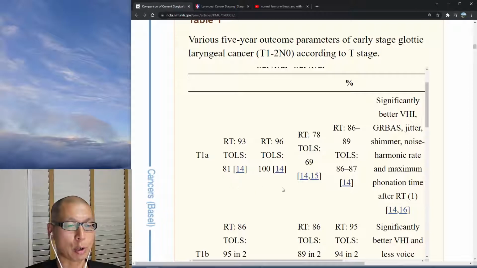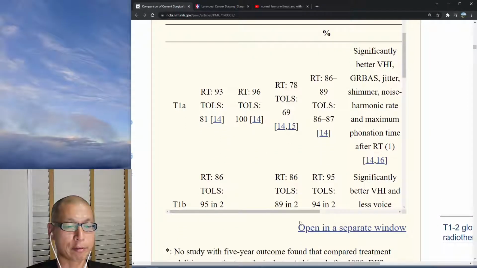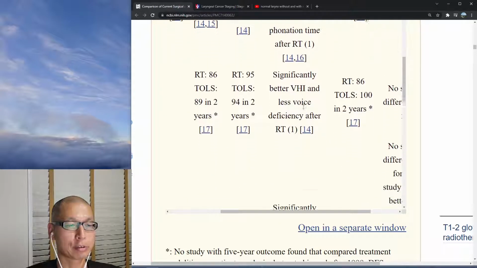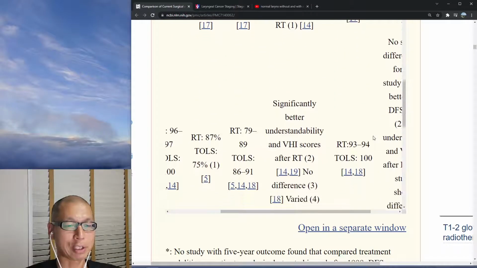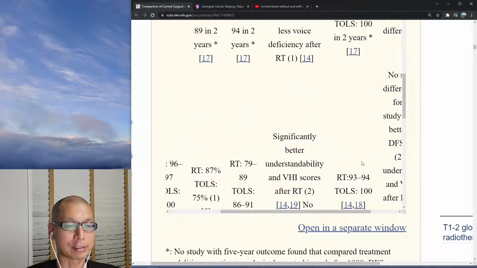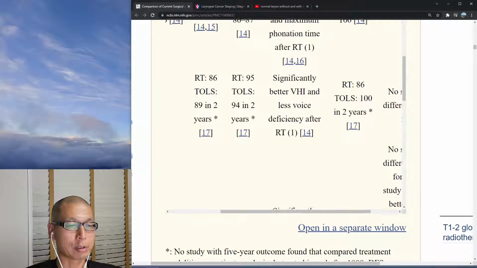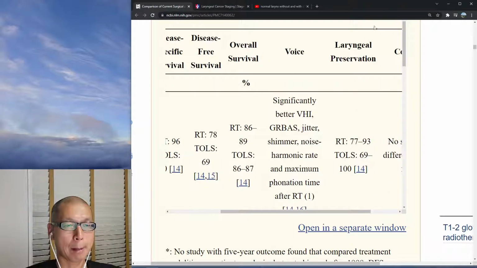So the thing to know is both laser surgery and radiation therapy have good survival rates, so they treat the cancer quite well in this low stage. Your voice is slightly better with radiation therapy, but larynx preservation overall is higher with laser surgery. So survival is the same, meaning treatment of the cancer is the same between the two in early stage. The voice is slightly better with radiation therapy, but larynx preservation is better with laser surgery.